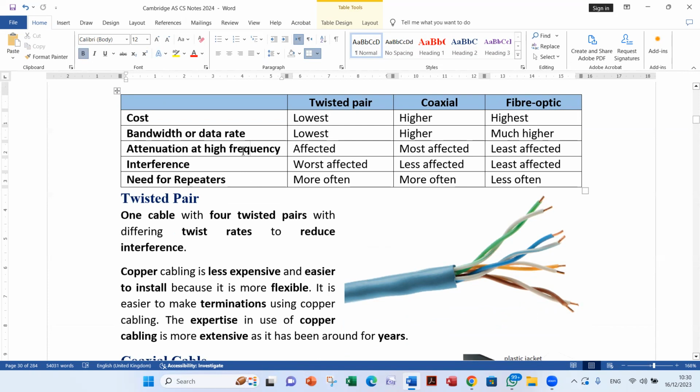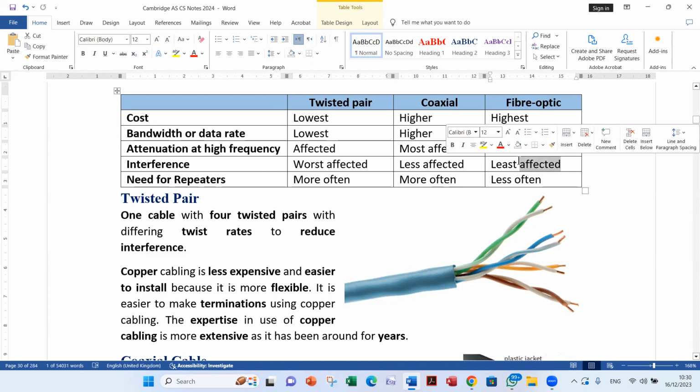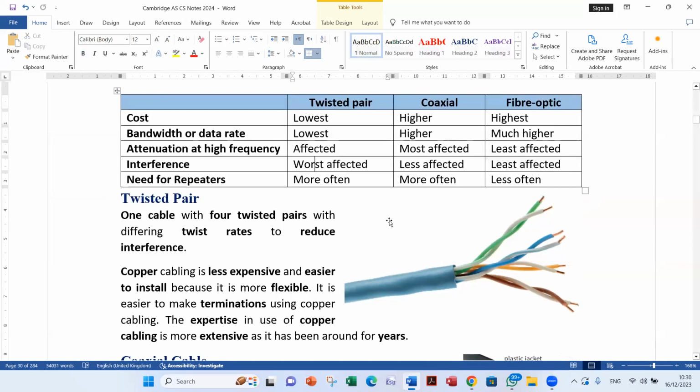Attenuation at high frequency means that if you send high data, the data will be lost very soon. You need to put repeaters after maybe 100 meters or so with distance. So twisted pair is affected by attenuation at high frequency. The fiber is least affected. The fiber is made of glass. Interference: no interference in fiber. However, with twisted pair, you have interference between wires.